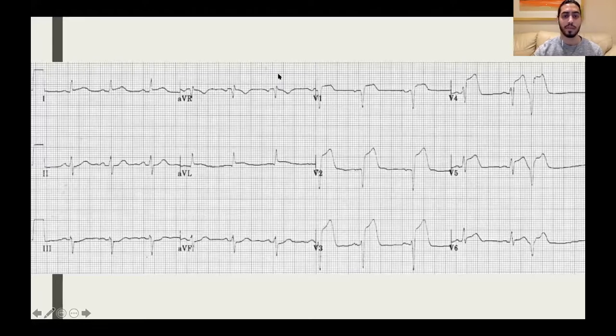I'm seeing a lot of STEMI, but give me a location. Give me a territory. Okay. Systematically, you go through it. P waves, fine. Rhythm, sinus, regular. Left axis deviation, leaving. Main abnormality you could see.